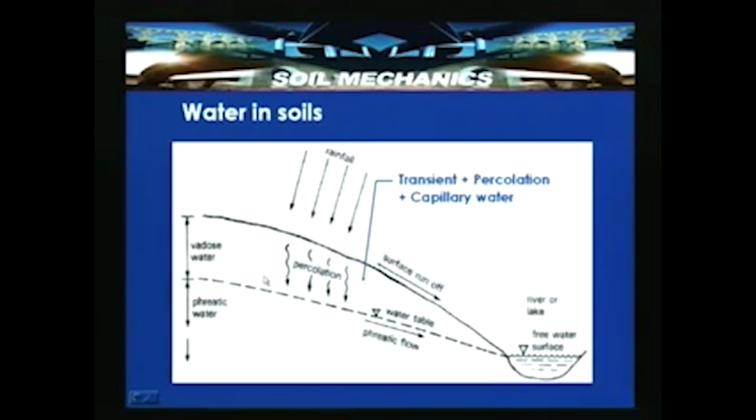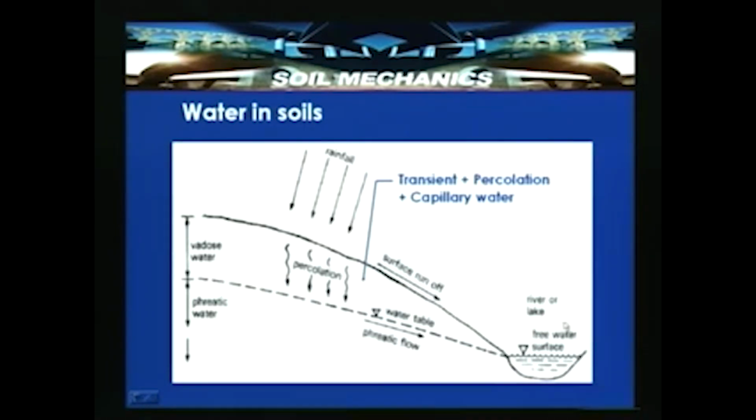Here, different cases like water in soils. Generally, for a given terrain, whatever rainfall occurs, part of the water percolates and part undergoes surface runoff. The zone above the groundwater table is called the vadose zone or vadose water. The water in the zone above the groundwater table is also called vadose water. This particular surface is also indicated as the water table or phreatic surface, where the pressure is atmospheric, that is 0. So, here is a free water surface.